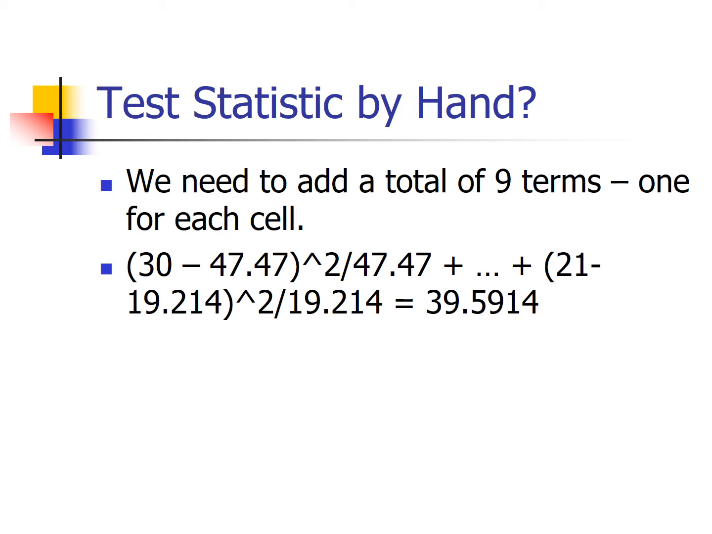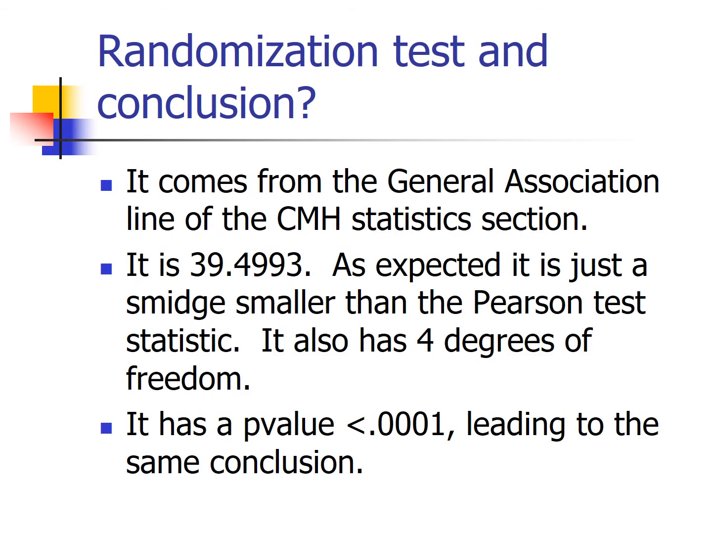My last term is the bottom right cell, in which there were 21 people. The expected cell count under the null hypothesis was 19.214, so we do 21 minus that squared over 19.214, and I'll leave it to you to verify or not verify that that does in fact give us our test statistic. And then, we already pointed out, the randomization test comes from that general association line. It was a little bit smaller, but the p-value had the same bound.